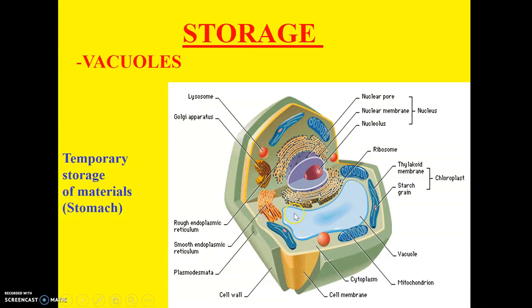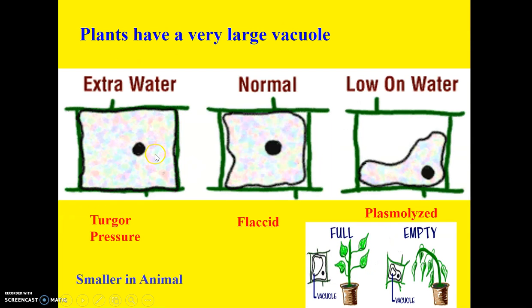In plants, they have normal vacuoles, which store food particles and some other broken down parts of organelles that could be used later. But plant cells also have this very large vacuole right here. This large vacuole holds water. And that large vacuole within a plant cell, as it fills with water, gives the plant cell its rigidity. Let's take a look at how that happens.